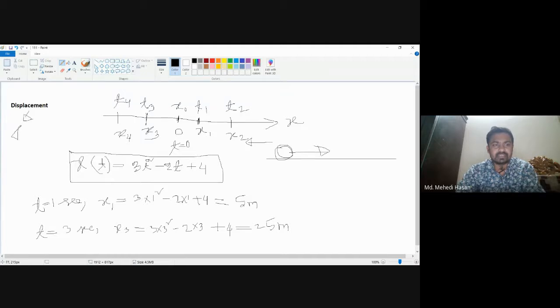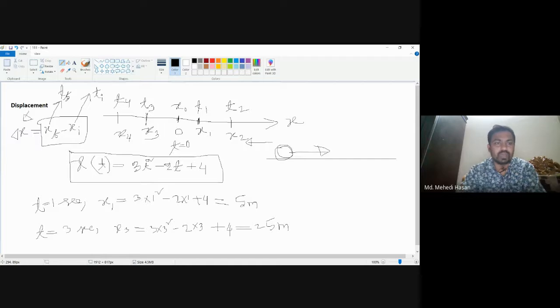Then we can say that Δx represents the displacement. So Δx is the change in position, and it will be equal to x final minus x initial. For example, x_f will be the position at the final time t_f, and x_i represents the position at the initial time. This initial time and final time are not fixed, so they will be given in the question.